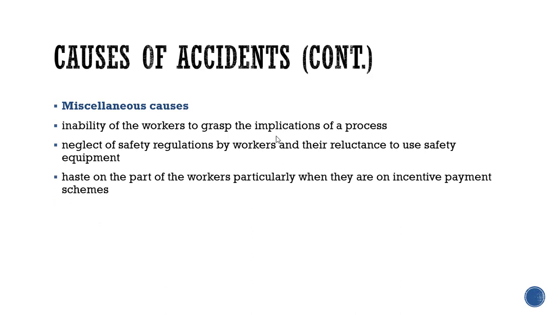Then haste on the part of workers, particularly when they are on incentive payment schemes. In some cases, haste means doing things in a swift manner, that means a speedy way of doing things. So if you can skip all those safety regulations, you can do a lot of job. That means you can contribute a lot, because you're out of this process. Because of that, you will get a lot of incentives, so you will not follow the safety regulations. So that thing should be avoided.